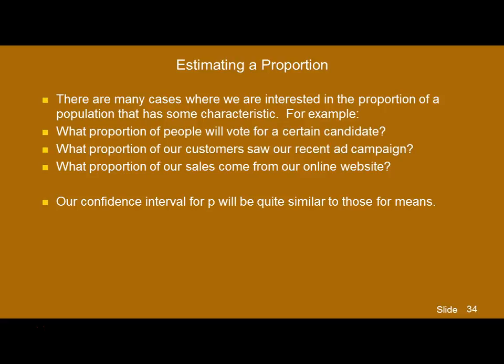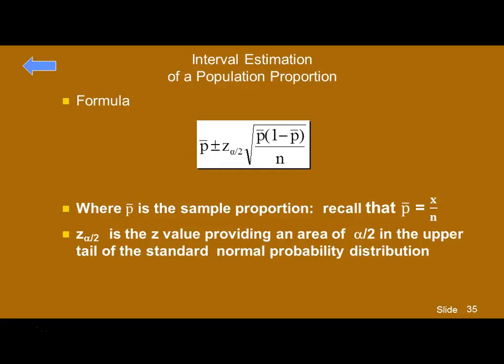Our confidence interval or interval estimate for P will actually be quite similar to those that we developed for means. Here's our formula that we're going to use to estimate a population proportion. We're going to take P bar, our sample proportion, plus or minus the correct z-value times the square root of P bar times 1 minus P bar over n.